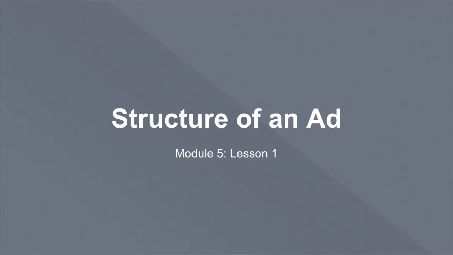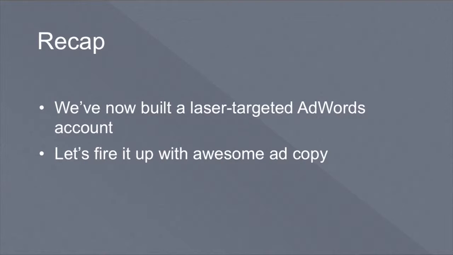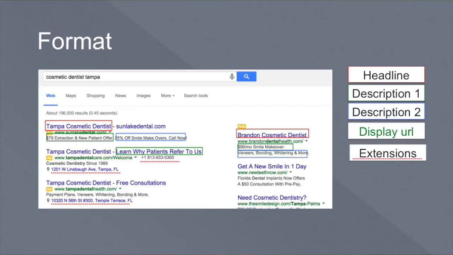So, without further ado, a quick refresh. We've already built a laser-targeted AdWords account structure. We've wiped out 99% of the problems that other, less experienced advertisers are going to make. So we've already built a competitive advantage into our campaigns. Now, let's layer that up with some awesome ad copy and really move this into high gear.